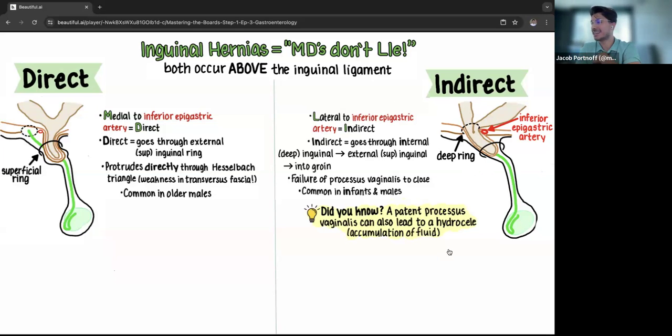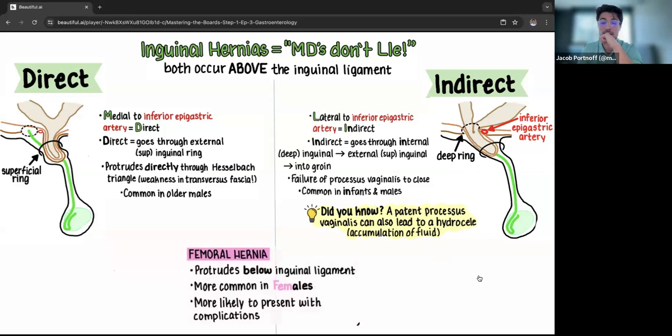And exactly, which is a beautiful way to tie that back in, a patent processus vaginalis can also lead to hydrocele, which is accumulation in the sac, which is completely accurate.